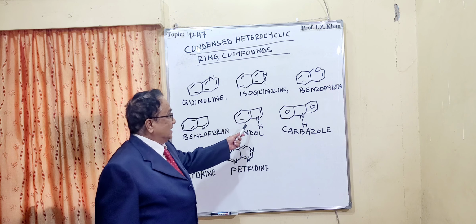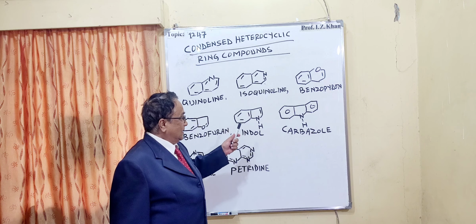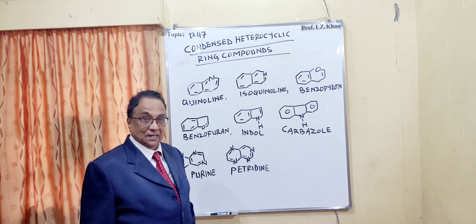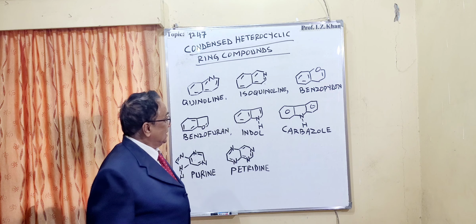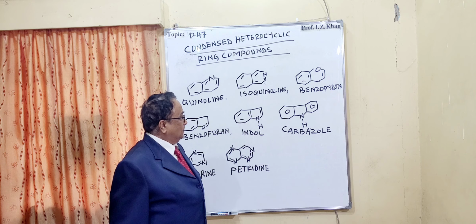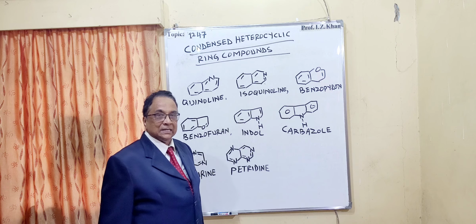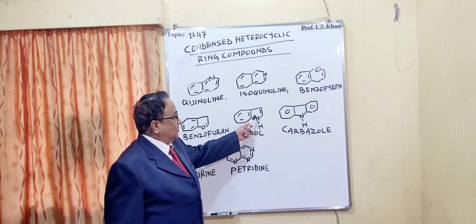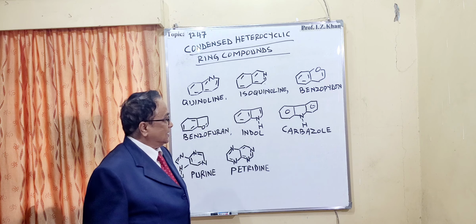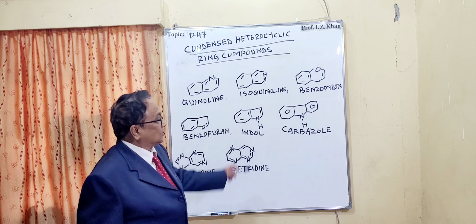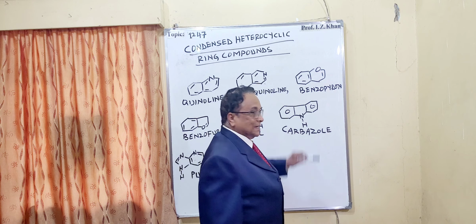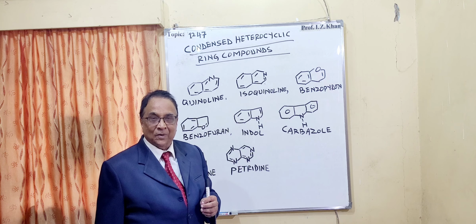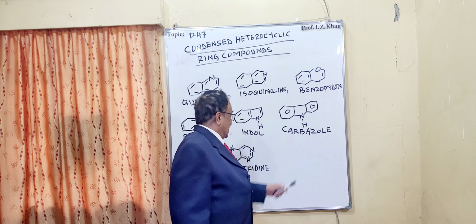The other one is indole. Indole is also a very important compound. It is one of the dyes, and sometimes it is isolated from plant sources. In indole, the benzene ring is fused with a pyrrole ring, that is a 5-member ring. And carbazole: here two benzene rings are fused with one 5-member heterocyclic ring, and that is called carbazole.